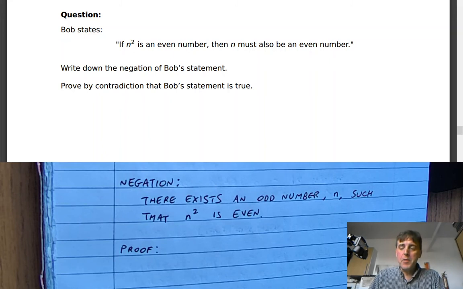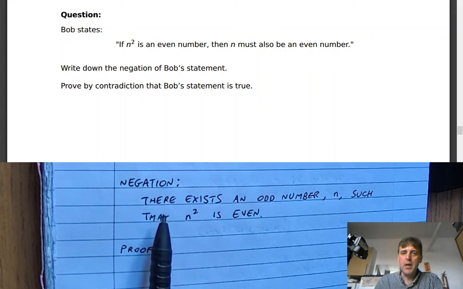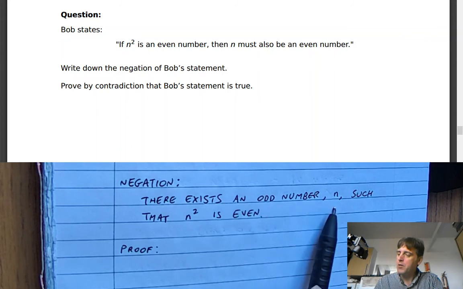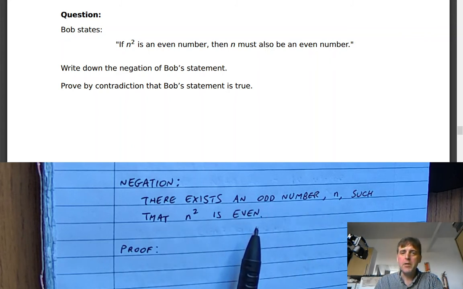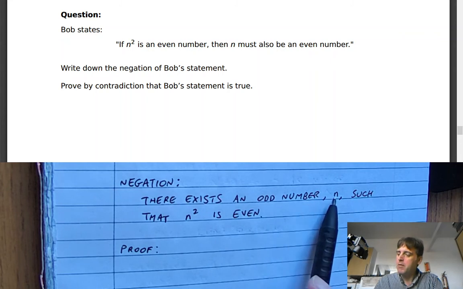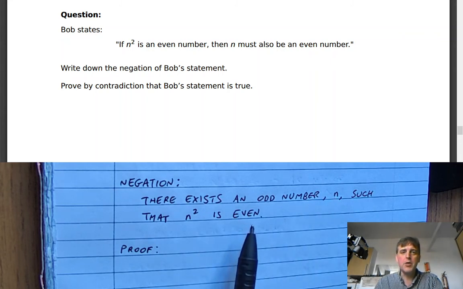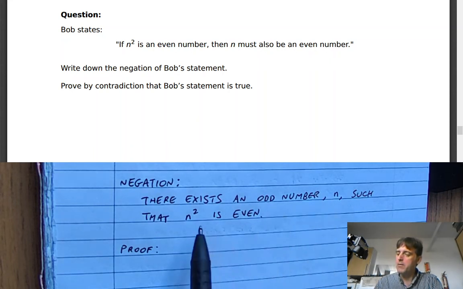Okay, how did you get on? I've already started my answer here, so you can check and see whether your negation looked anything like mine. What I wrote down for the negation was that there exists an odd number n such that n squared is even. Notice I've not said that all odd numbers n have n squared even, because that's not the negation of the statement. And notice I've not said that n squared is odd either, because again that's not the negation of the statement. The condition, if n squared is an even number, is going to stick with us, and then we're not saying that all odd numbers would have n squared even, just that there's one of them. So there's our negated statement.